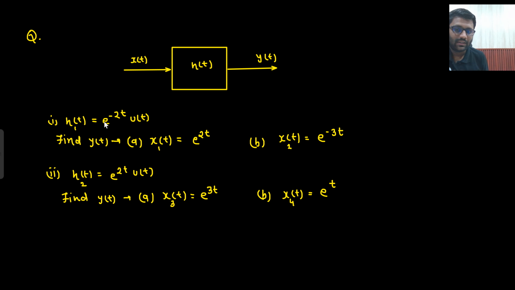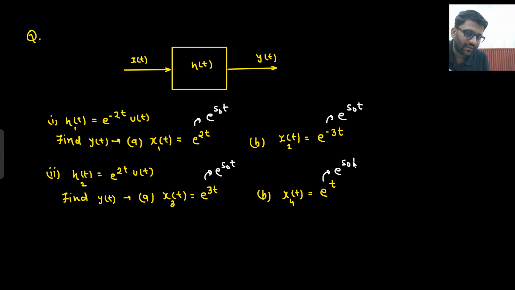For the first one, this is our impulse response and this is our input, that is e to the power 2t. So inputs are in the form of e to the power s naught t, right? Here s naught value is 2, here s naught value is minus 3, then 3, and then 1. Right? So this is the scenario.